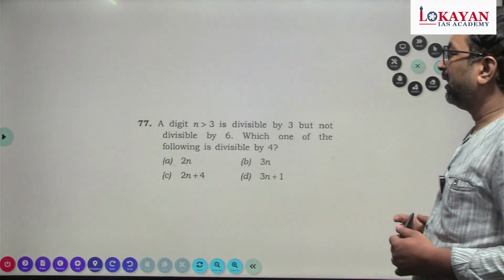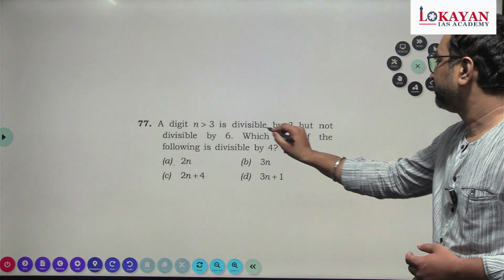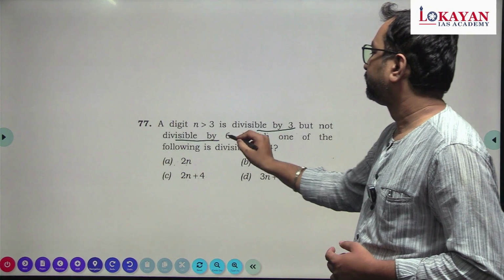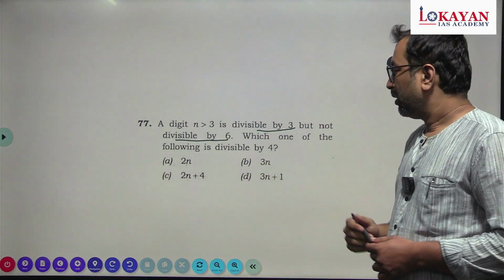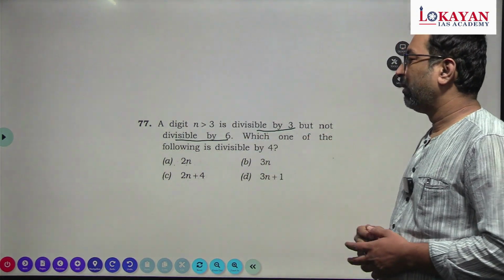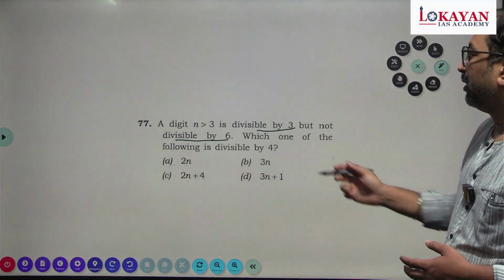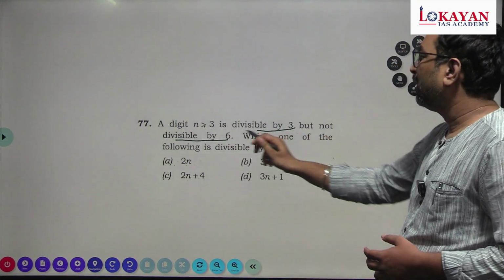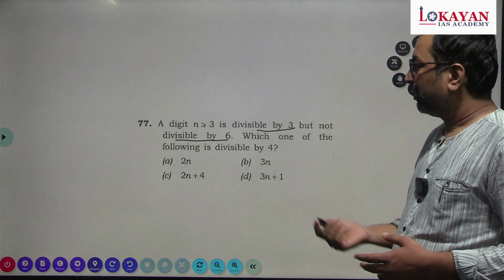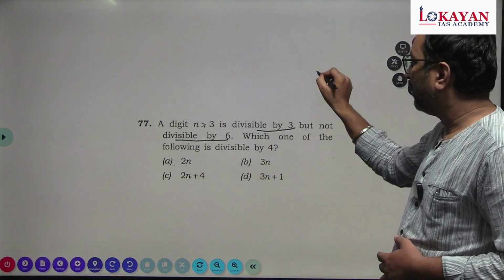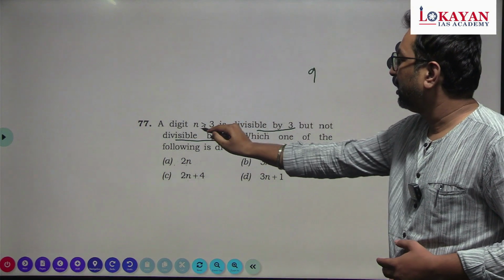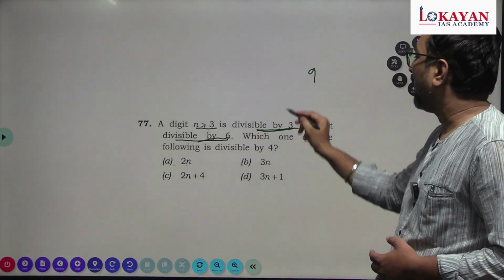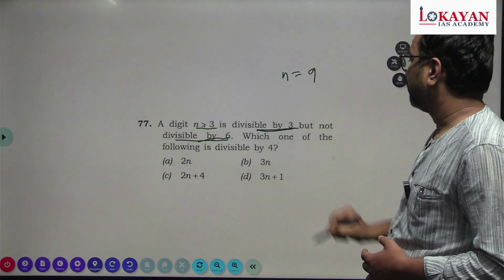A digit n greater than 3 is divisible by 3 but not divisible by 6. Which one of the following is divisible by 4? A number which is greater than 3 is divisible by 3 but not divisible by 6. So first such number will be 9. 9 is greater than 3. It is divisible by 3 but not divisible by 6. So I can take n as 9.